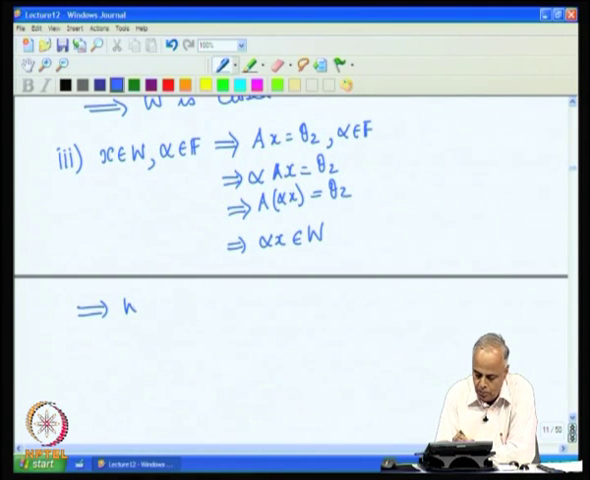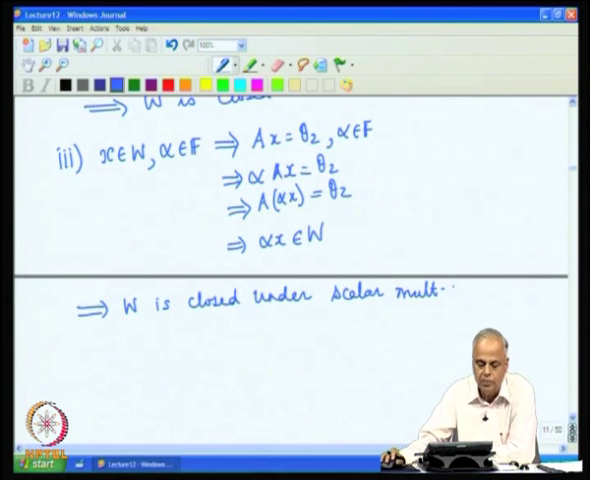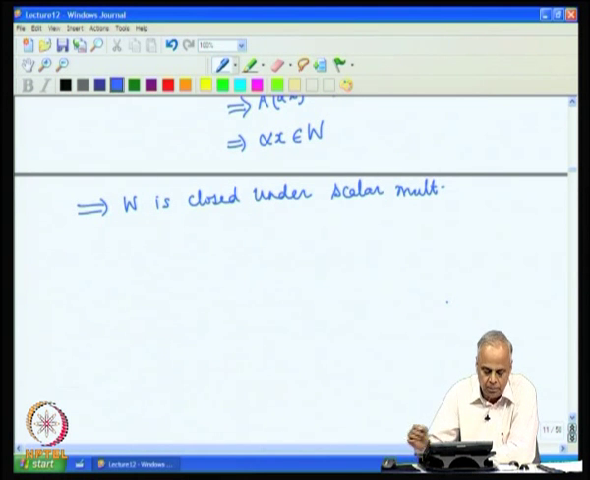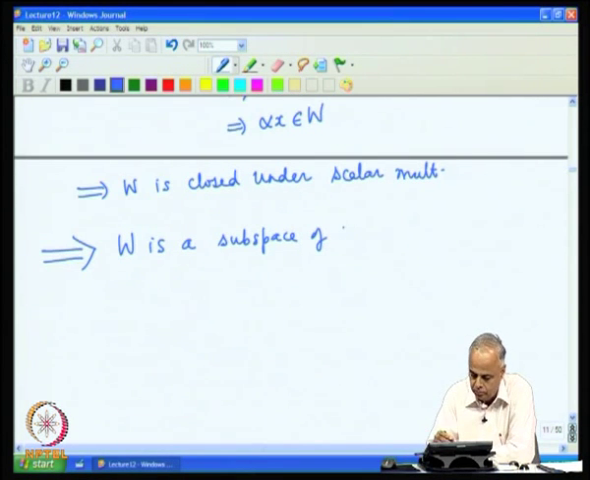Therefore, W is closed under scalar multiplication. So, we have seen that W is non-empty, is closed under addition and it is closed under scalar multiplication. All these say that W is a subspace of R 3.